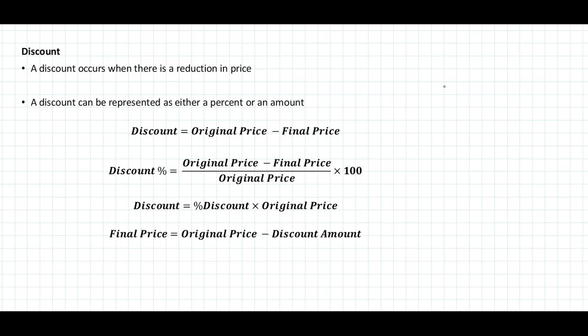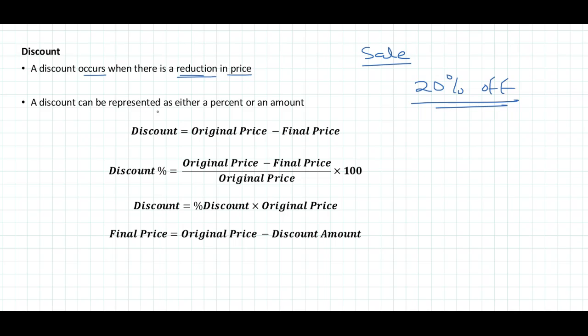Now, what is a discount? A discount occurs when you have a reduction in price. For those of us who go to the store a lot, especially the department stores, you may see something like a sale. That's also a discount. You may see something like 20% off. So those are signs that you have a discount.